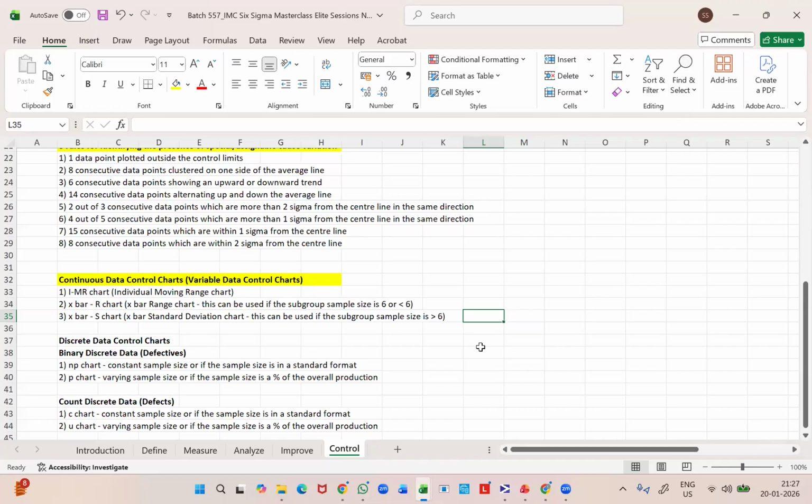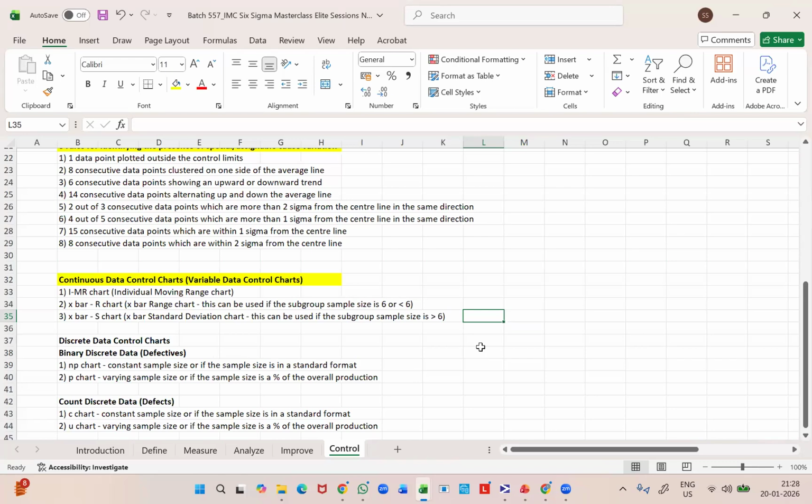But if the production rate is slightly high, you can always form a subgroup of sample data points. In that case, I will use the control charts applicable for subgroups, like the X bar R chart and the X bar S chart. The X bar R chart is nothing but the X bar range chart. And we all know range as a measure of variation can be applied only if the sample size is 6 or less than 6, right? Whereas if the subgroup sample size is going to be greater than 6, then we need to use the X bar standard deviation chart, right?